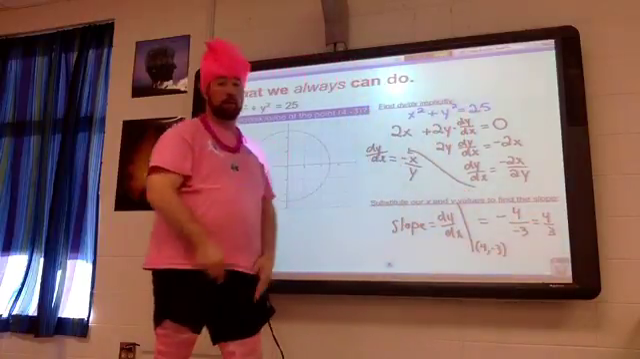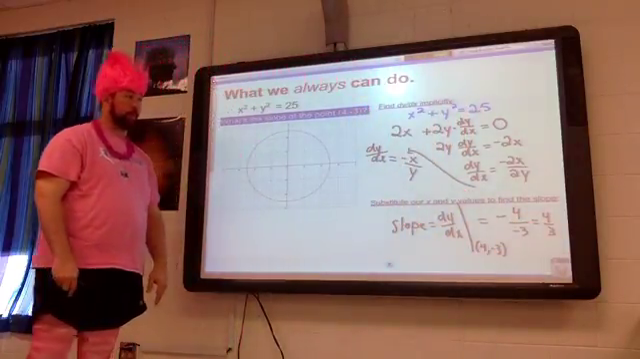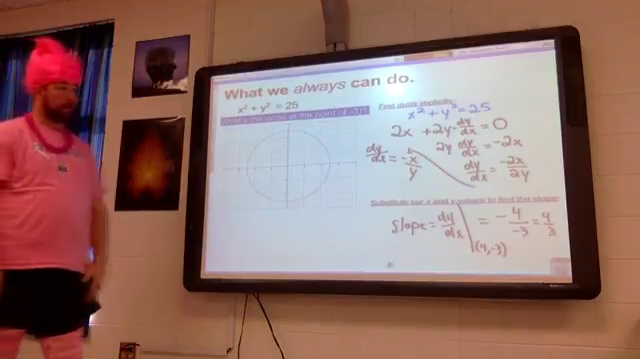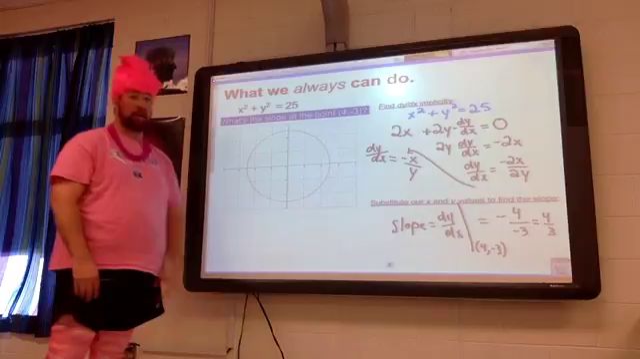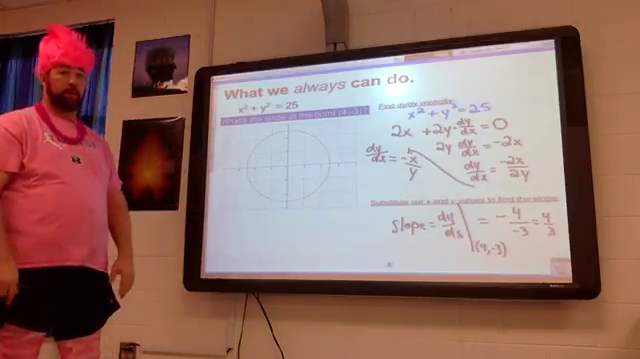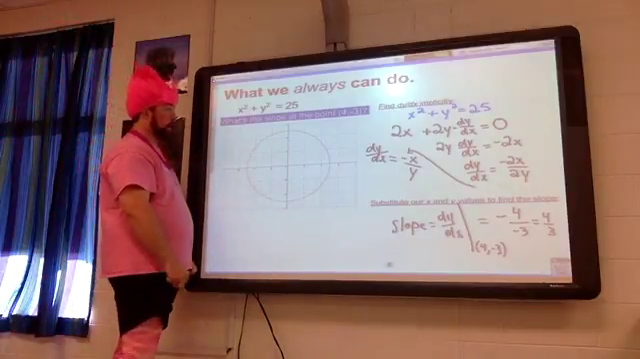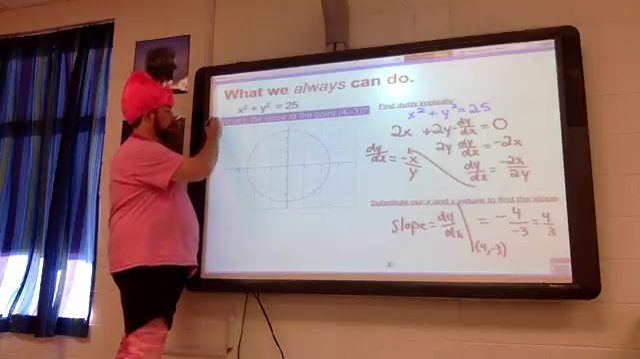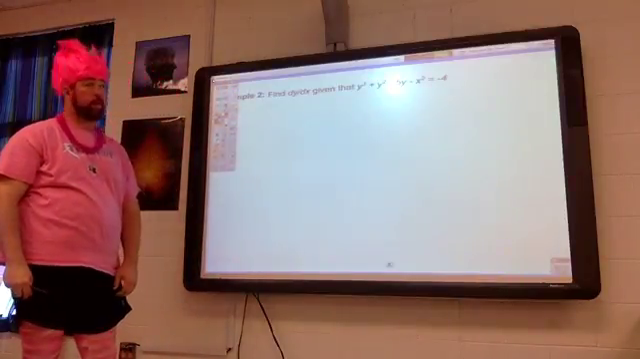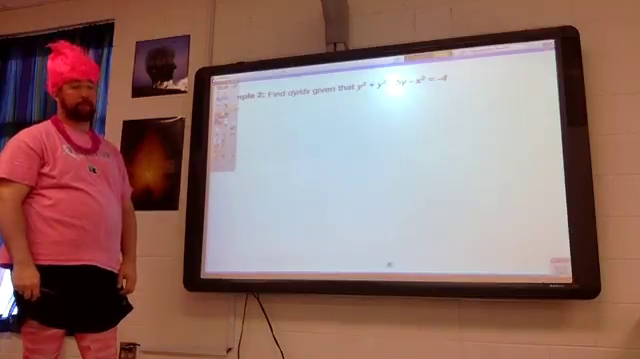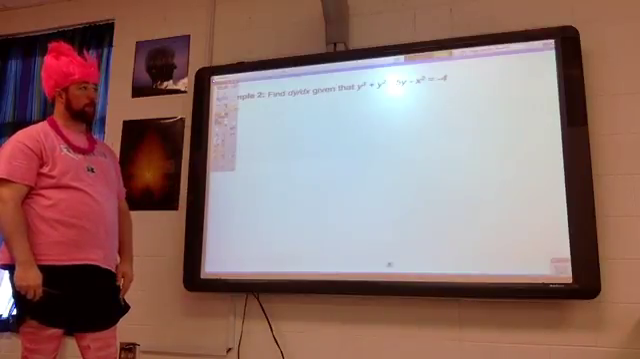Same as the other one, we just did it differently. I almost say that this one's easier. It's a little bit different, but we didn't have to worry about a chain rule with the square root. But that's implicit differentiation. Now, sometimes you can do it the other way, like we did on that one. Sometimes you can't. Here's an example of when you can't.